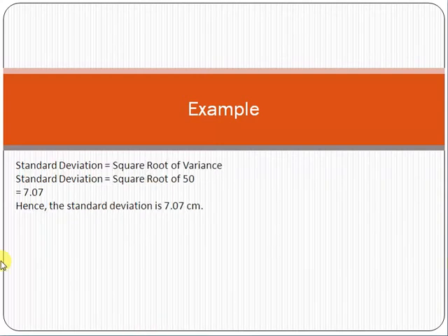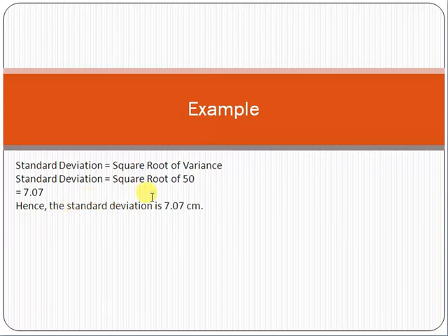Now standard deviation is equal to the square root of variance. So standard deviation is equal to the square root of 50. If we take the square root of 50, that becomes 7.07. Hence the standard deviation is 7.07. Okay, are you with me?